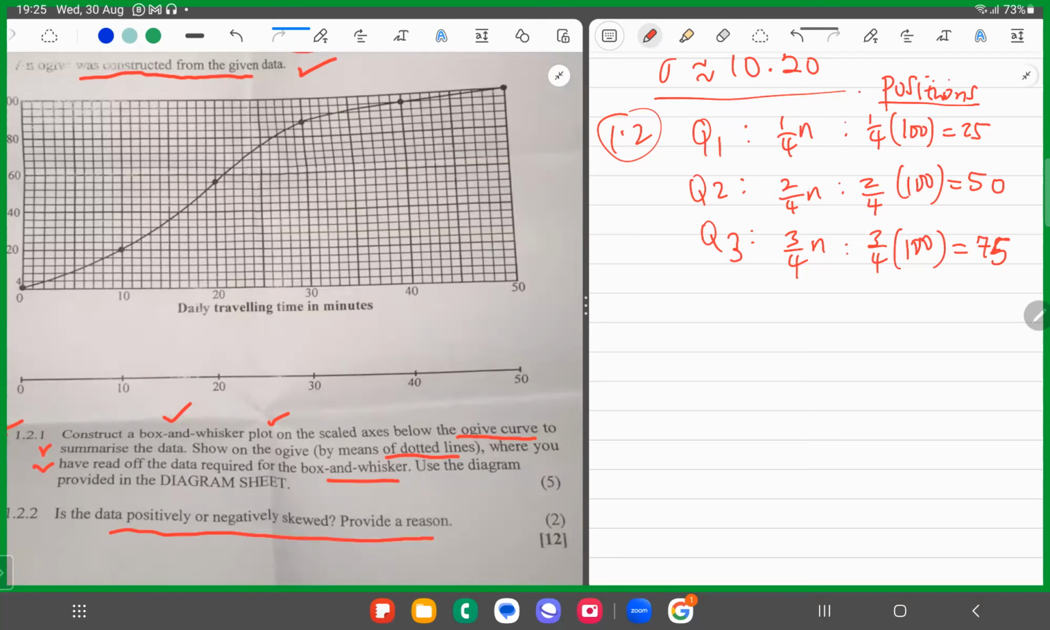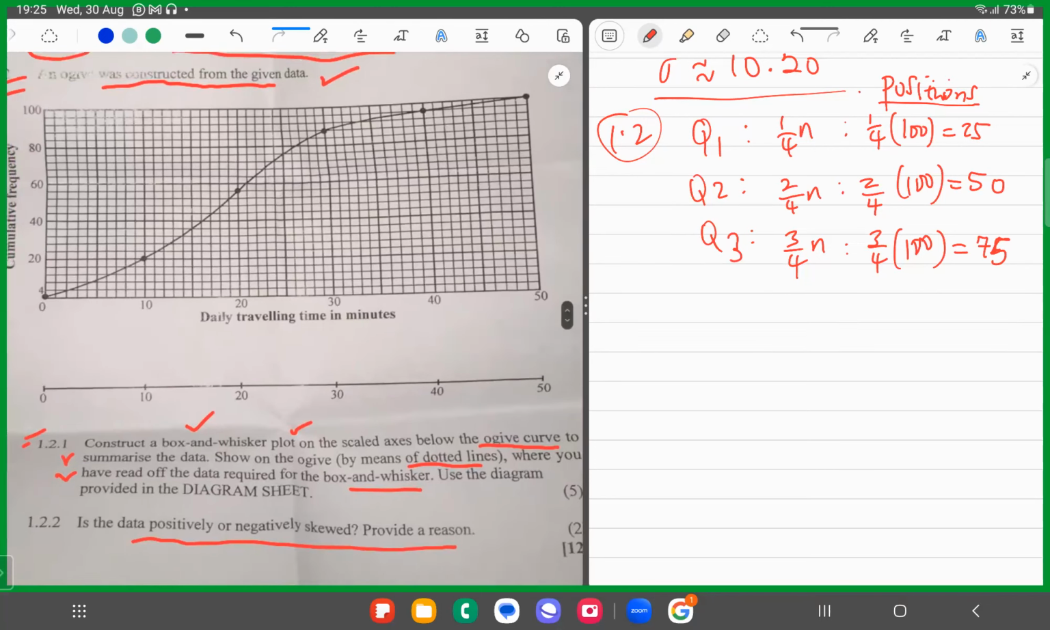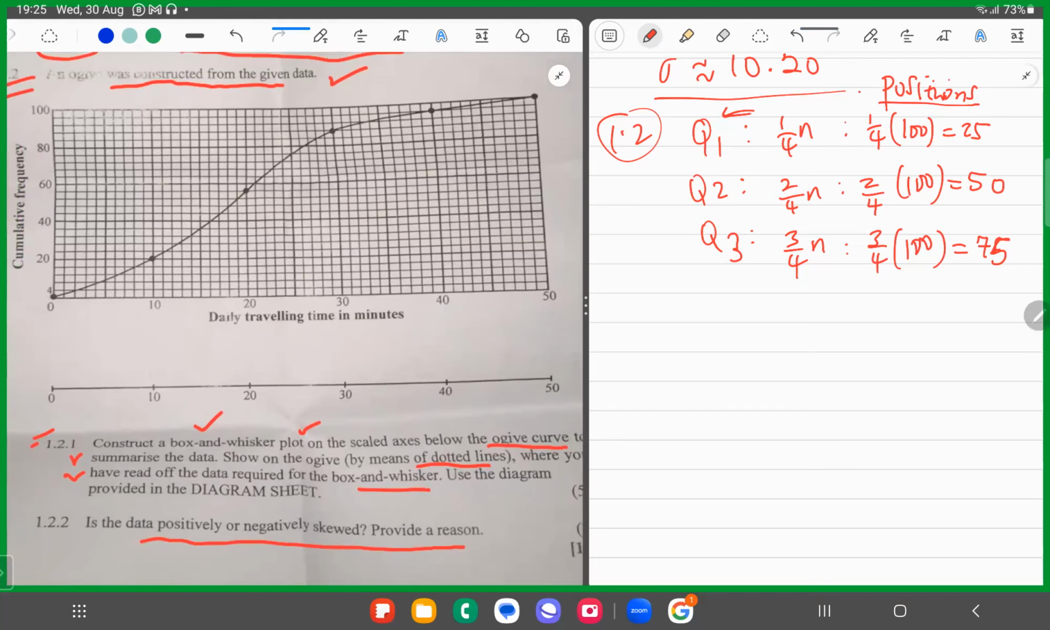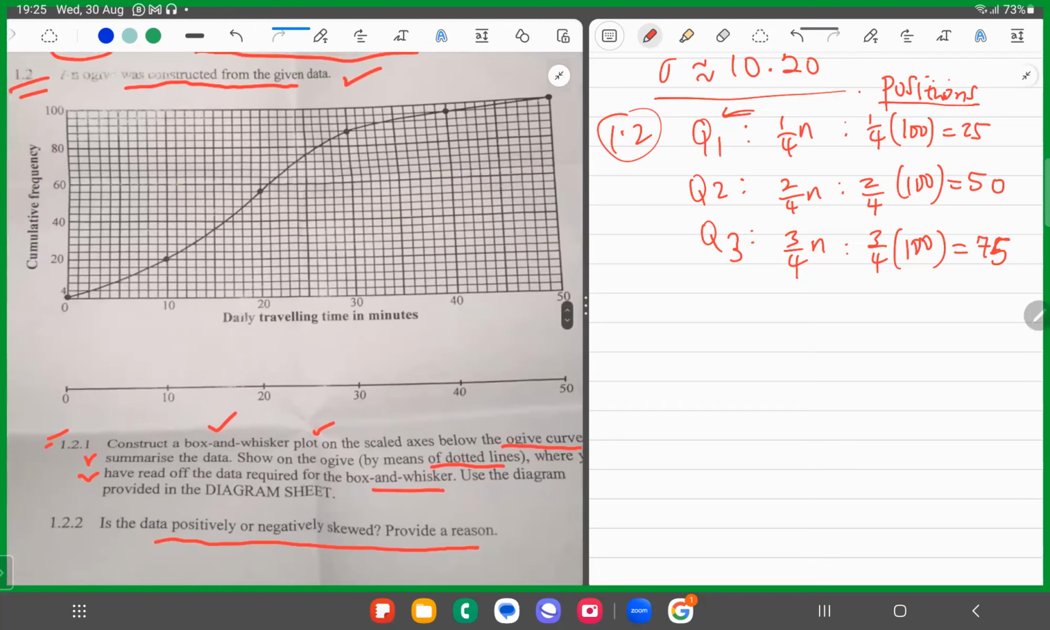Okay. Now, let's look at this. What is the position of Q1? Right, the position of Q1 is at 25 for the frequency. So in other words, you're going to take 25 for the frequency. So where is 25 for the frequency?